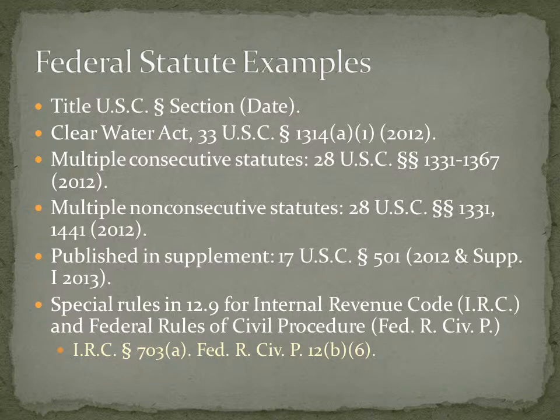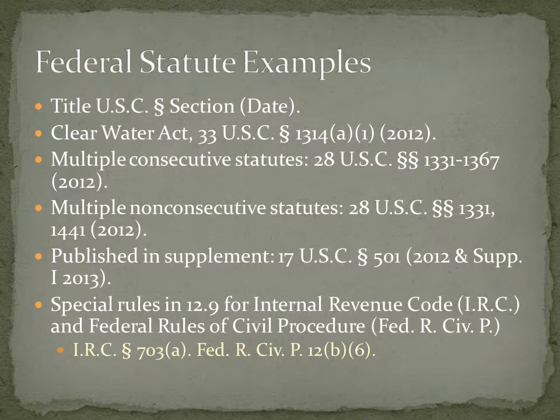So here are some examples. The first bullet point is just a fill-in-the-blank way to see how to cite a statute. And then the next bullet point is a specific example. Now I used the name of the act so you can see how that would look. The next bullet point is how we're going to do multiple consecutive statutes. So for there, it's sections 1331 through 1367. And you want to use 2 of the section symbols to denote that it's more than one section.